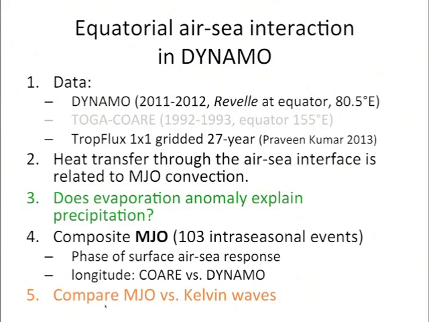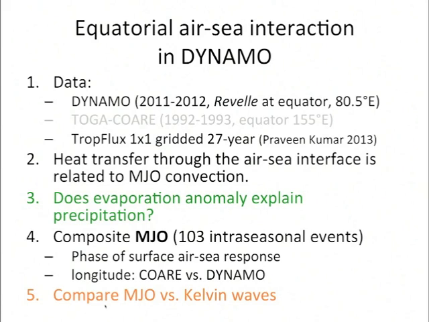So I'm going to show that heat transfer through the air-sea interface is related to MJO convection. Probably not a big surprise anymore. The question remains, and maybe it depends on the event, based on Augustine's talk: if the coupling with the SST is important, then one would think that the evaporation, which is the main transfer of heat from the ocean to the atmosphere, would be important for the precipitation anomaly, which we would think of as the convective engine or the convective fuel of the MJO.